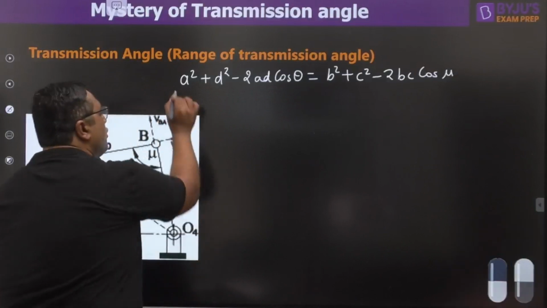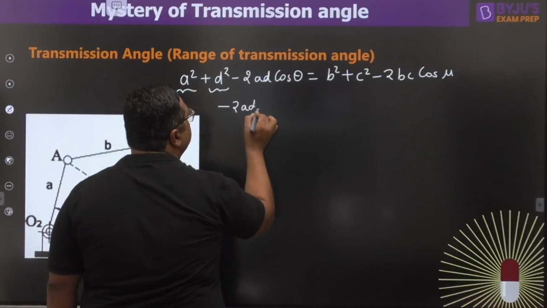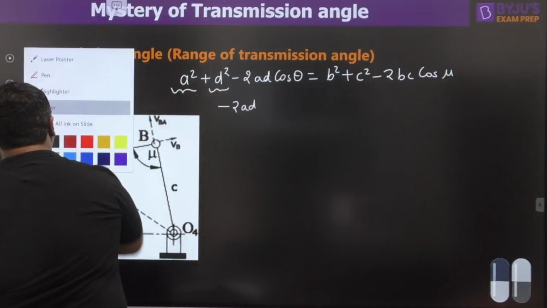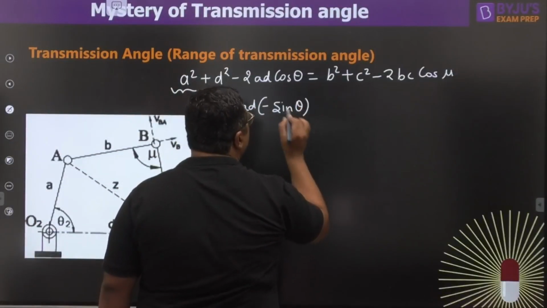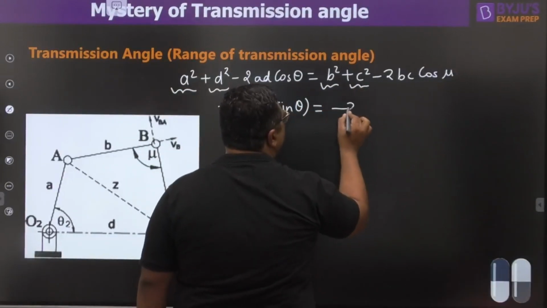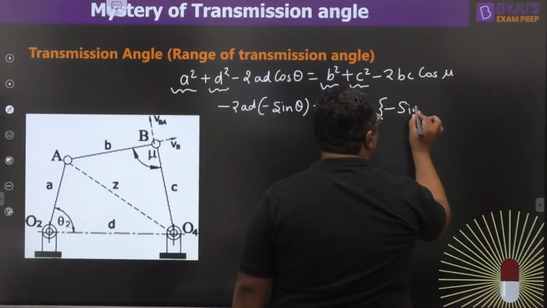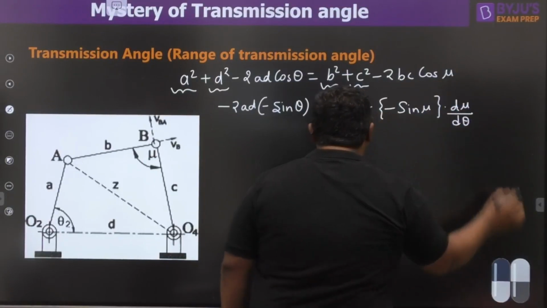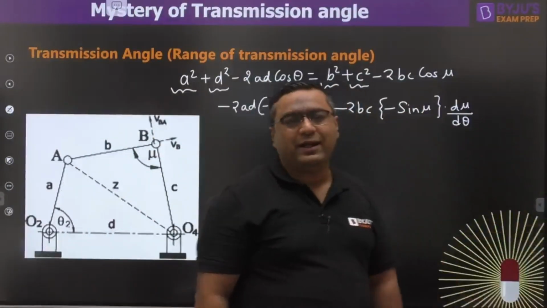A square is a constant, D square is a constant, so their differentiation is 0. Minus 2AD cos theta will become minus 2AD times minus sin theta. Is it correct or not? Cos theta will become minus sin theta. So minus sin theta is equal to, B square and C square are constant, minus 2BC times the derivative of cos mu, which is minus sin mu. Then for mu, the derivative with respect to theta of theta is 1, and of mu it is d mu by d theta.